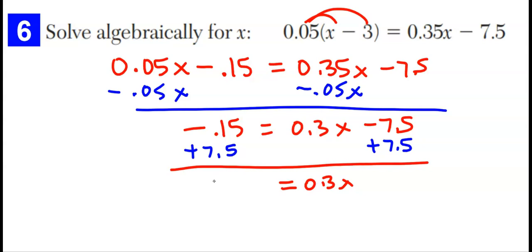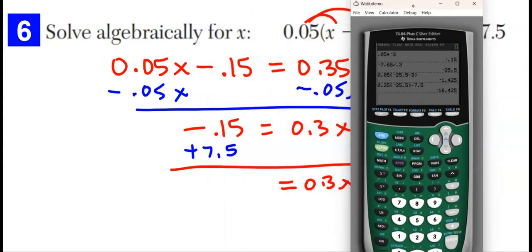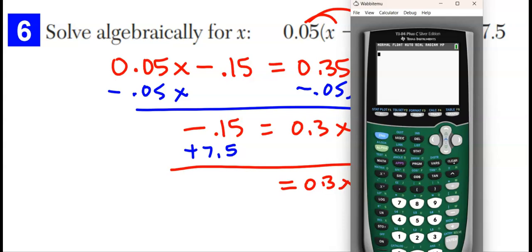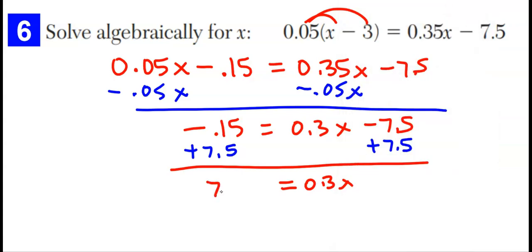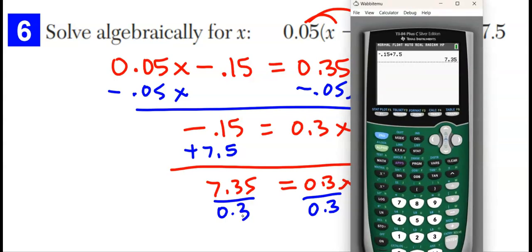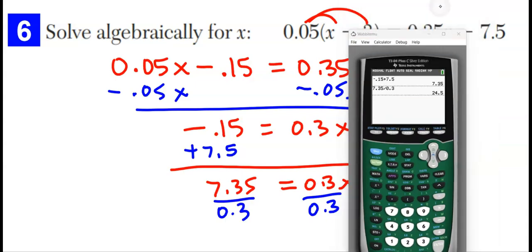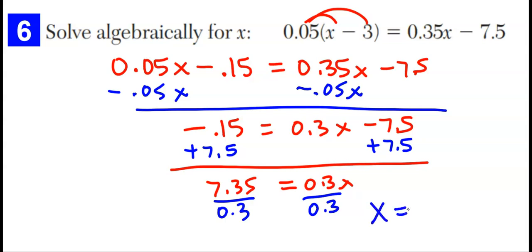On the right side here, I use my calculator. -0.15 plus 7.5 gives me 7.35. Now it's time to divide by my coefficient. And again, 7.35 divided by 0.3 gives me 24.5.